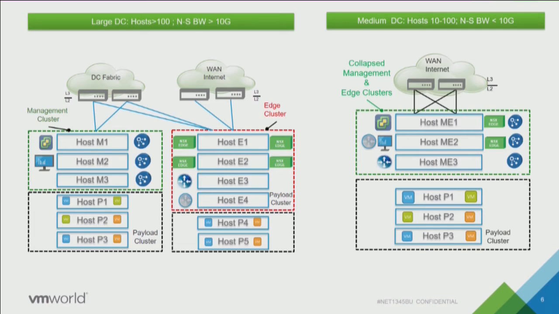Then what if you are a medium-sized customer, you don't have that many ESXi hosts? So what we do, we allow you to collapse your management and edge together in one cluster. So that is what you see on this diagram, right? Your vCenter, NSX manager, NSX controllers, they are in one cluster, and then you have the payload cluster based on the virtual machines you're running over there. Could be database virtual machines, web servers, whatnot, right? So that is a reference architecture for large and medium-sized data centers.